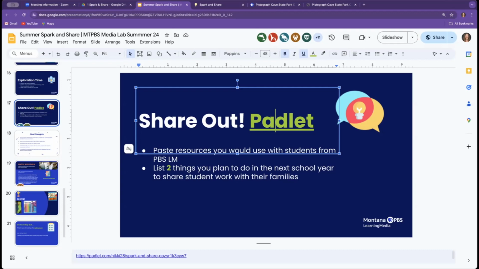ChatterPix Kids, there's a Google Play app, so that could be installed on a Chromebook. So there are some things, it's just digging in and giving it a try and being a little patient at first.